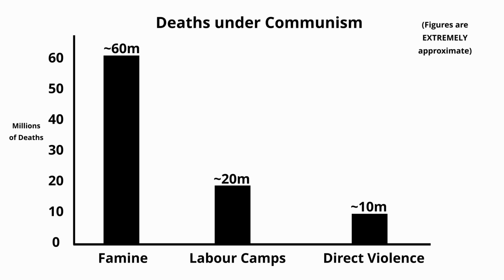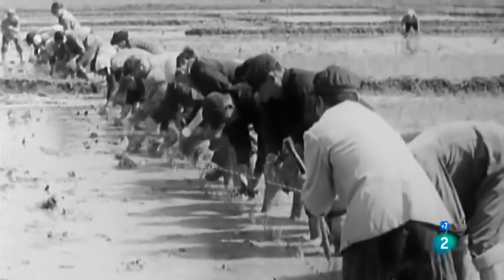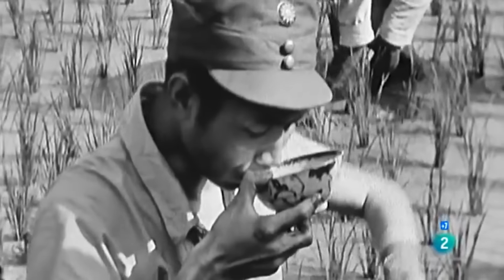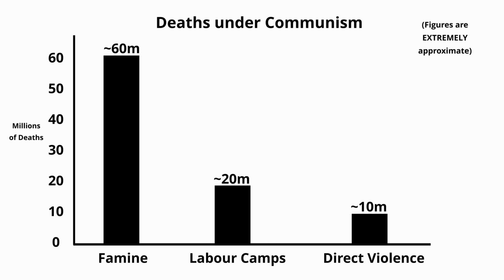Here is a rough breakdown of the deaths due to communism, put into 3 categories: famine, labour camps, and direct violence. Now I'm going to go through them one by one. Since they caused the most deaths, we'll start with famine. As you can see, the number of people that died due to famine is absolutely incomparable to any other cause, and for that reason I'll spend the bulk of the video talking about it.